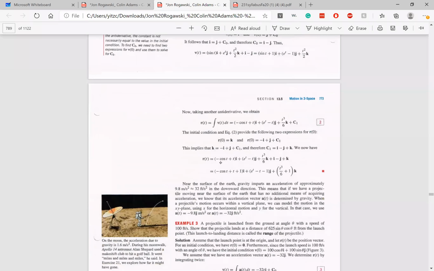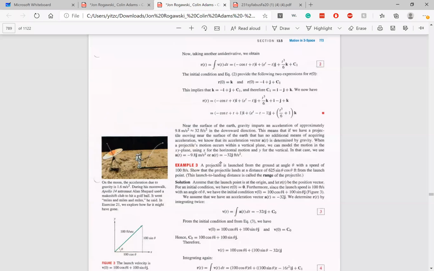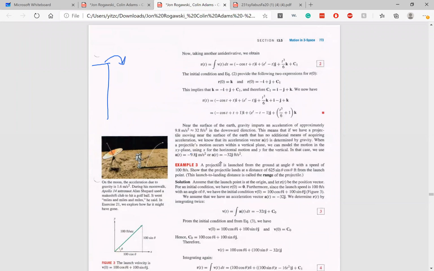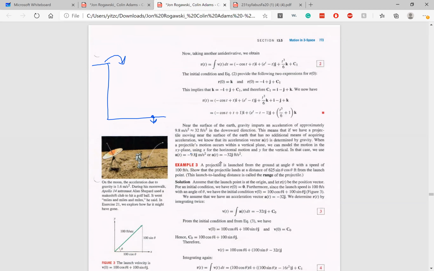Okay, so now they tell us that near the surface of the Earth, gravity imparts an acceleration of approximately, so generally if we're standing in a building and we throw an object, this object will fall with a certain acceleration. Even if it were just sitting here, you would have pressure, and that would be some type of acceleration, some force, and force is related to acceleration. And the acceleration is 9.8 meters per second squared in the downwards direction.